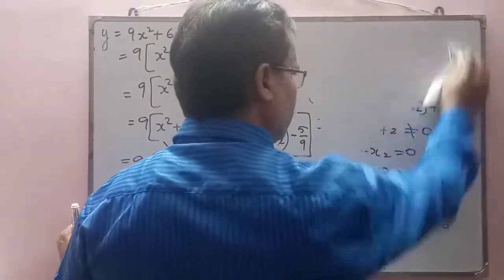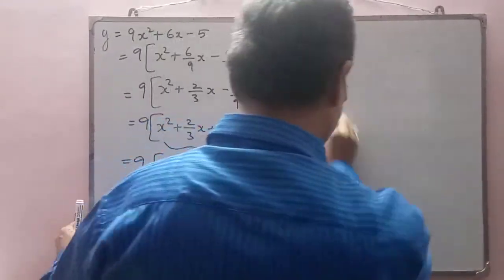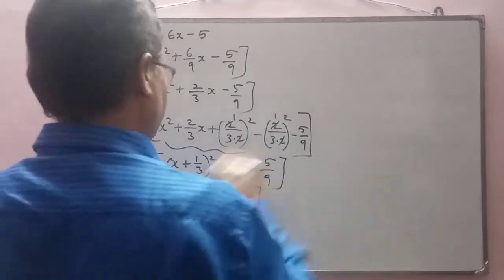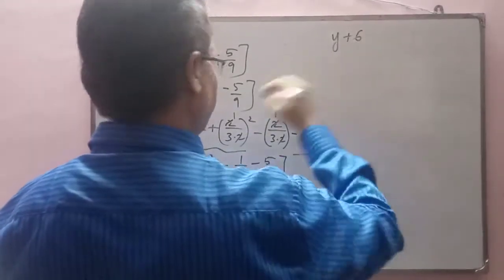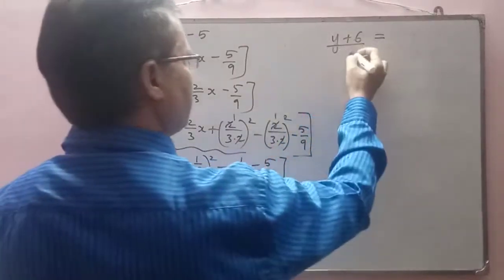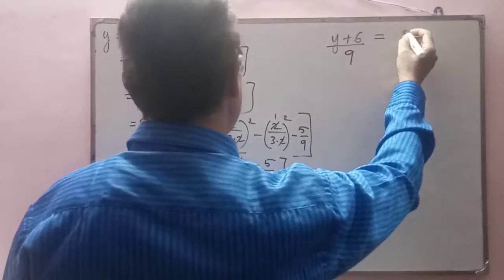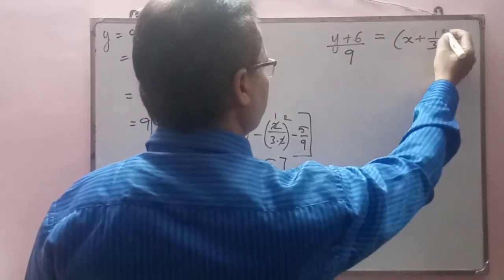If you can do it with the quadratic formula, if you are familiar with it, please go to it. You can do that. Now taking the 6 on the other side, I get y plus 6, and moving this 9 to the other side, it becomes (y plus 6) by 9. I am checking with the answer in that question also. X plus 1 by 3 the whole square.